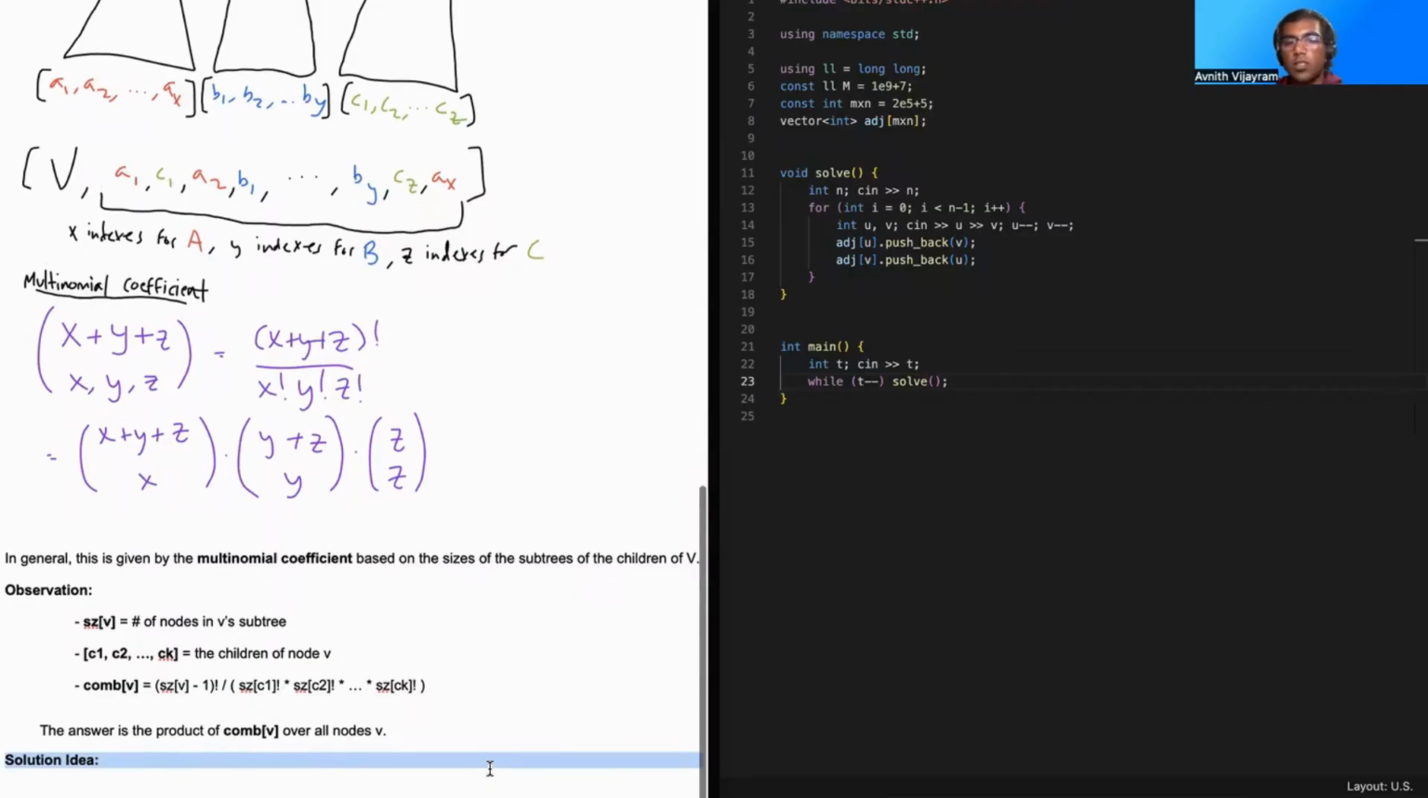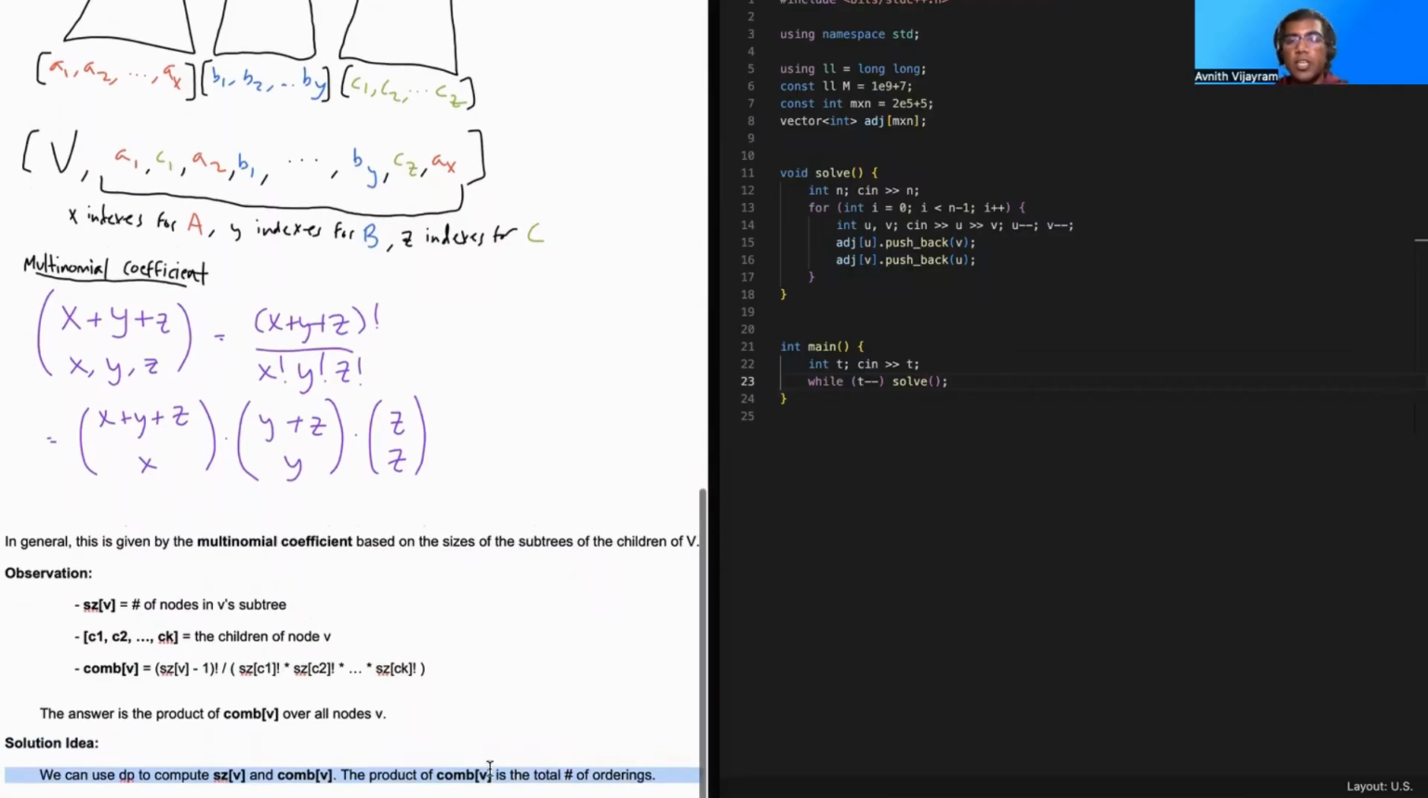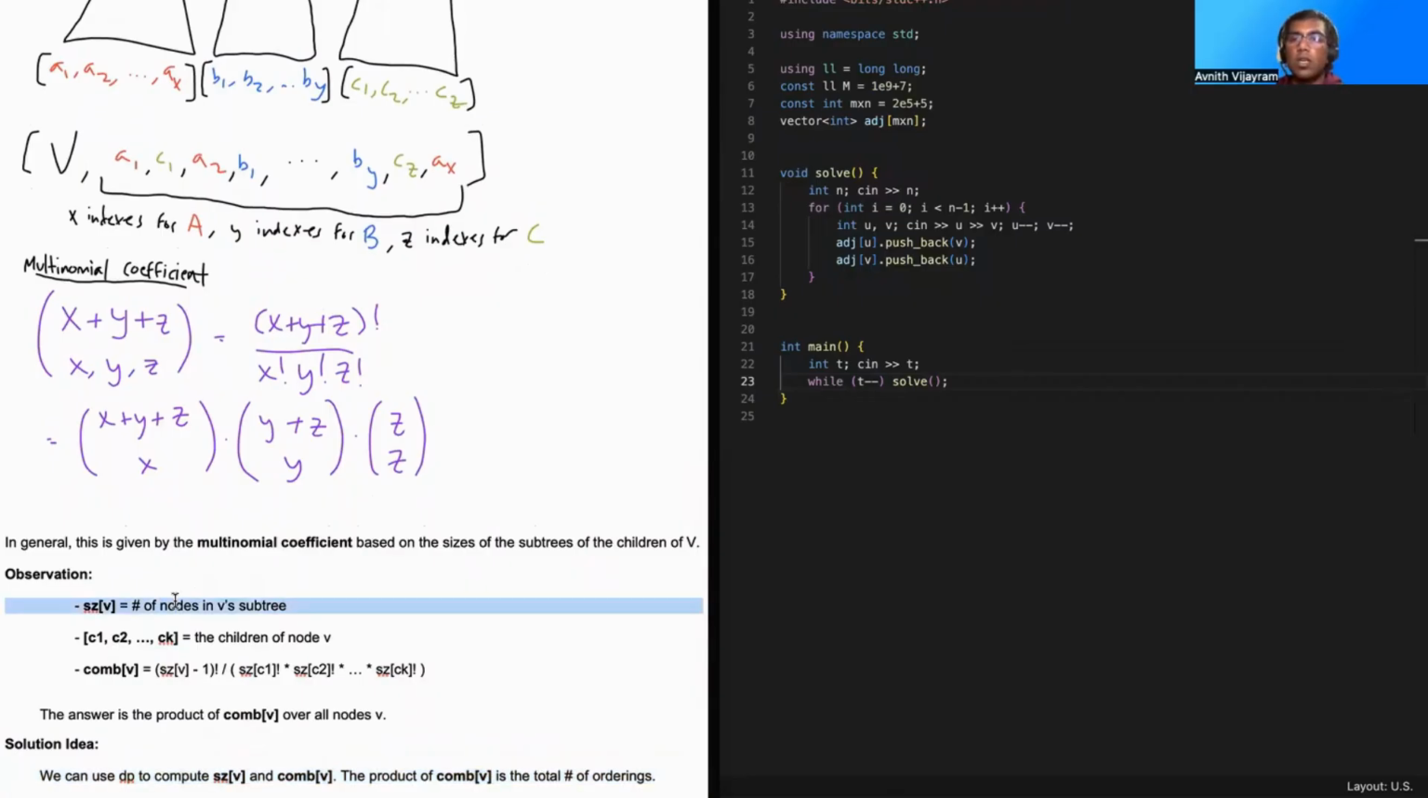And so this leads us to our solution idea. Essentially, we can use dynamic programming on the tree to compute the size of the nodes of each of the subtrees. And using these sizes, we can compute the combination for each node. And then to get our answer, we can determine the product of this array over all of the nodes. And that will give us the total number of valid orderings.